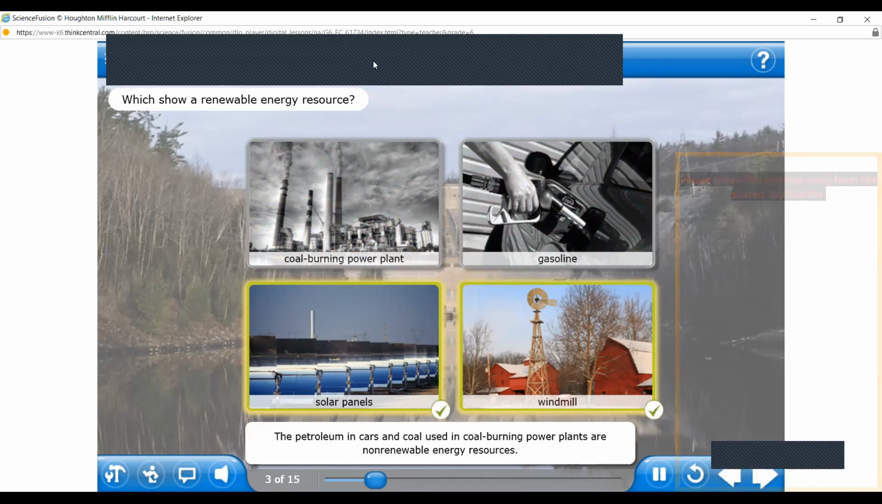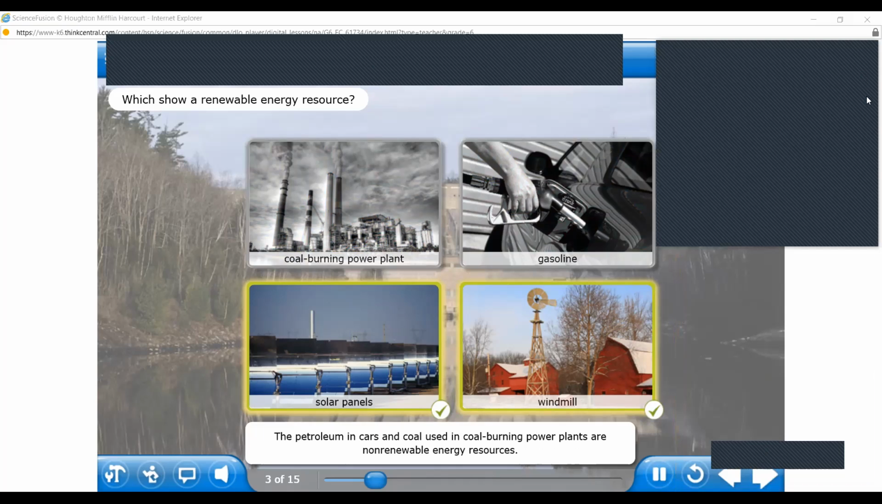The petroleum in cars and coal used in coal-burning power plants are non-renewable energy resources. Renewable energy resources are those that can be replaced as fast as they are used. Okay, so let us go to the next page.